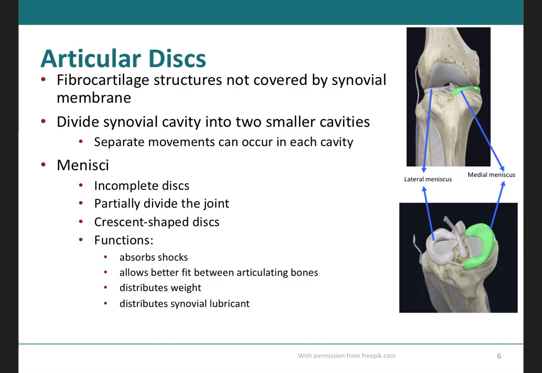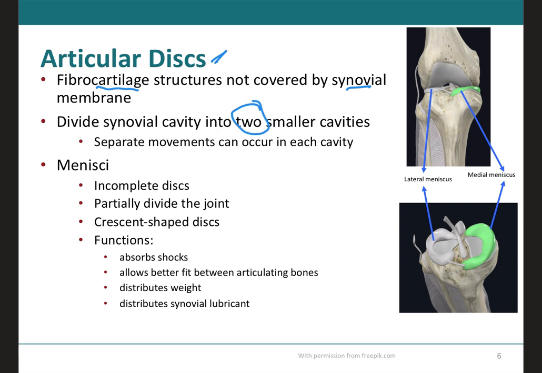A few synovial joints in the body will also contain what are called articular discs, and these discs are going to be made up of fibrocartilage structures that are not covered by the synovial membrane and that will divide the synovial cavity into two smaller cavities. As you will see later when we cover the specific joints, there are going to be movements that occur independently in each of these divided cavities.